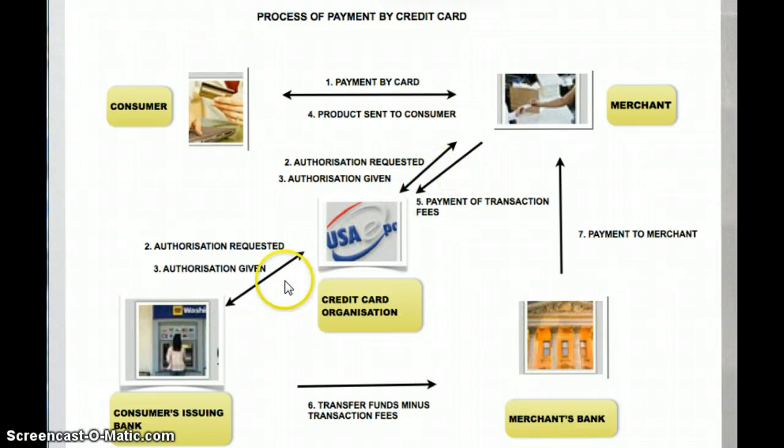We've got the credit card organization, and it's not just a one-way process. It's consumer, merchant, back to the consumer. In the meantime, we've got the merchant, the credit card organization, the bank, back to the credit card organization, where it gives the authorization, and then the payment returns and goes this way, okay? So the first four steps tend to be a give and take situation, okay?